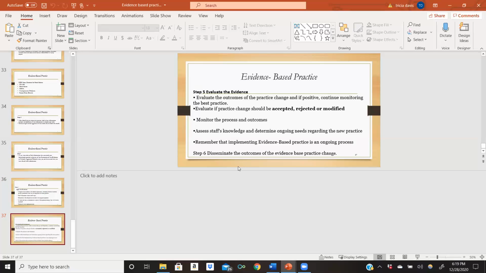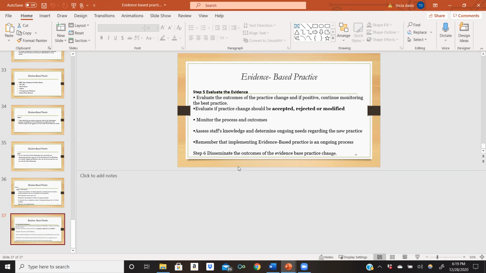We want to monitor the process and the outcomes. So if you're doing something on one unit, if you're implementing patient rounding, you're going to want to check in with the managers or whoever's heading this on the unit, and find out how's it going, what's going on, are your employees receptive to it? Have you noticed any change? What have you seen? You want to assess the staff's knowledge and determine ongoing needs regarding the practice.